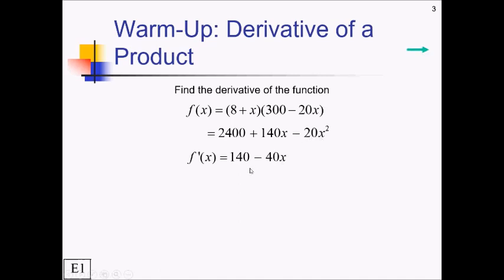And let's just see if we would have gotten the same thing by taking the power rule first and then multiplying. So this part here would have been 1. This would have been negative 20. If you multiply 1 and negative 20 together, you do not get this. So yeah, you need to distribute first and then use the power rule.